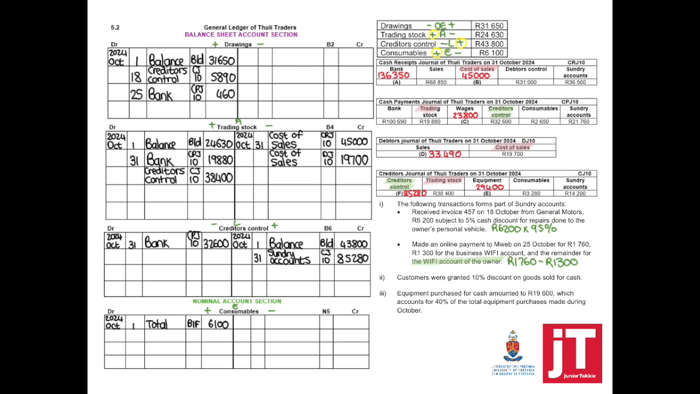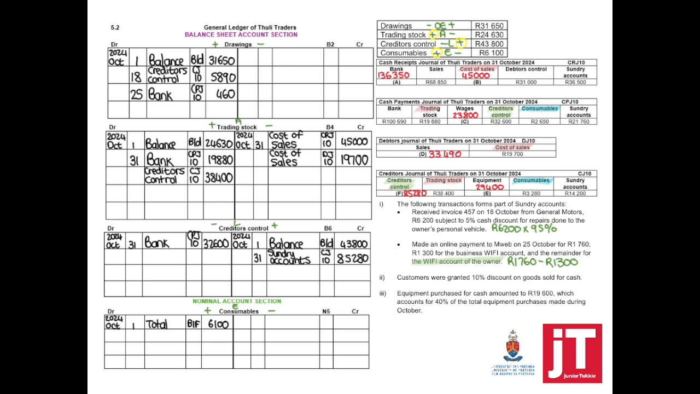Consumable stores, that's our next account in the nominal account section. Consumable stores is an expense which will increase on the debit and the credit side. So if you take note, consumables is from the cash payment journal, there's a money column, and in the creditors journal, there's a money column for consumables. So it doesn't matter which one you post first, because both, when we're posting from a money column, it's on the last day of the month, which is now the 31st of October.